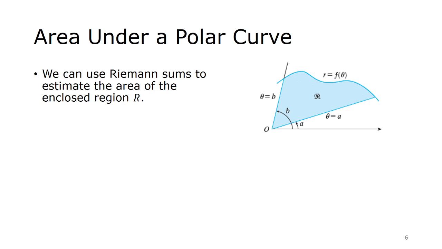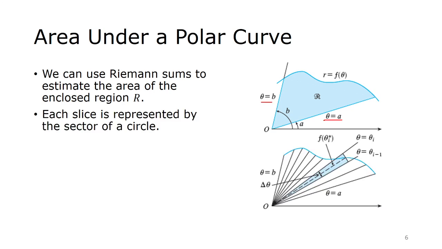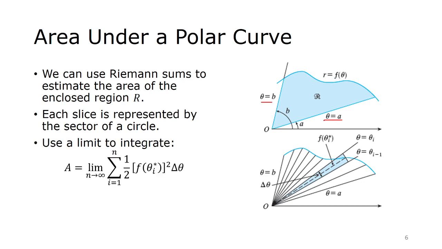We'll slice these regions up that are defined from one angle to another angle. Using a sweep of an angle, we'll basically create sectors of a circle as we sweep that angle from A to B. And those sector slices instead of rectangular slices are going to give us areas that we can sum in order to approximate the area of the polar region. And as you'd expect, since we're using circles and not rectangles, the integral will look a little different.